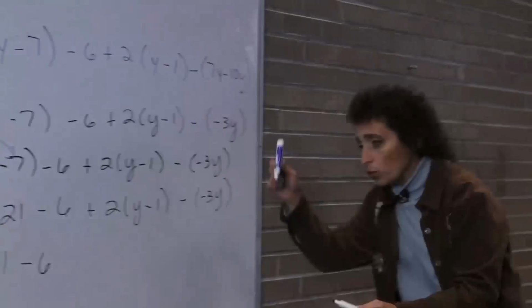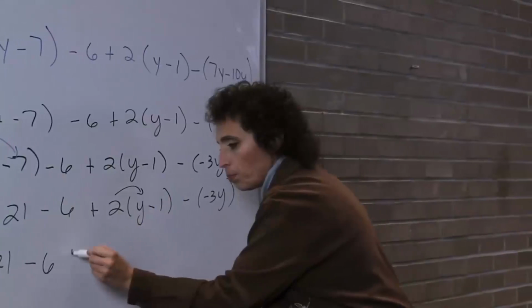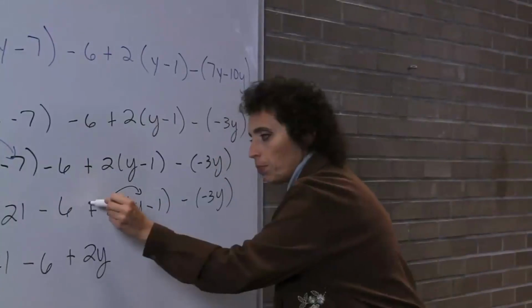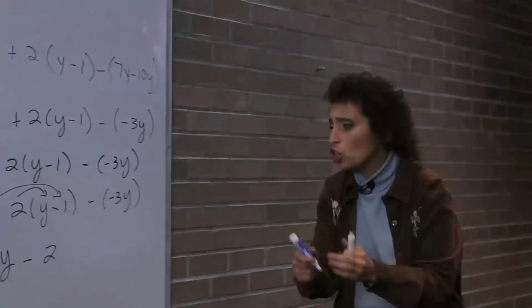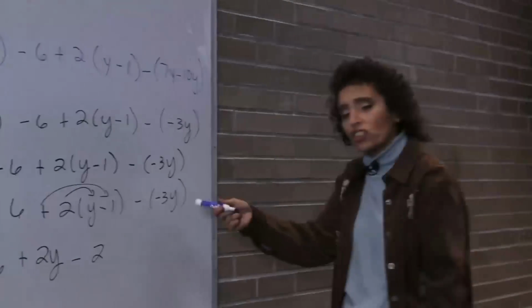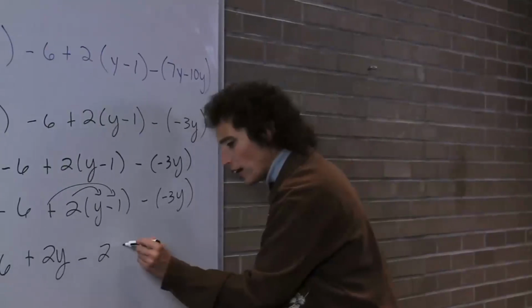Distributing this positive 2. Do not just write that positive. You're distributing the positive 2. So this is positive 2y. Positive times a negative is a negative 2. When you distribute a positive, no signs change. I know I could sneak this in. I shouldn't really do it. I'm not going to do it.